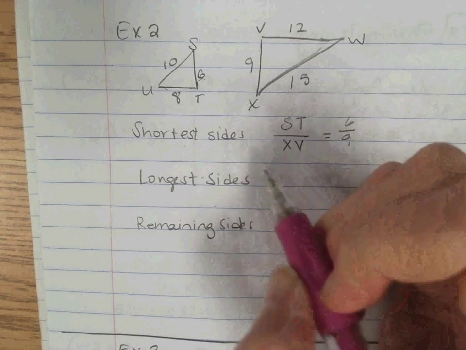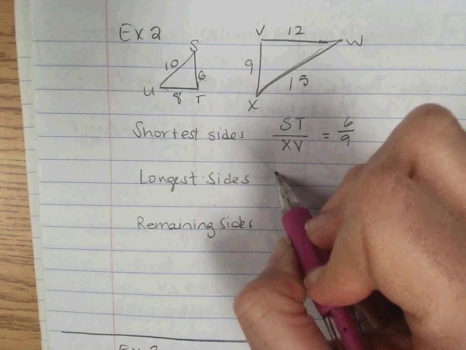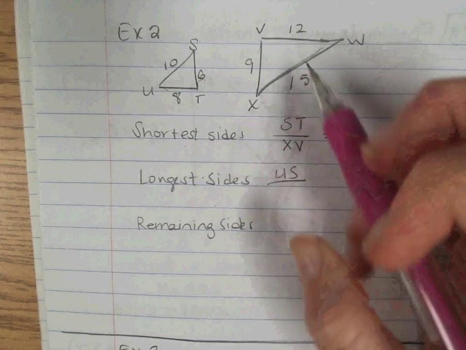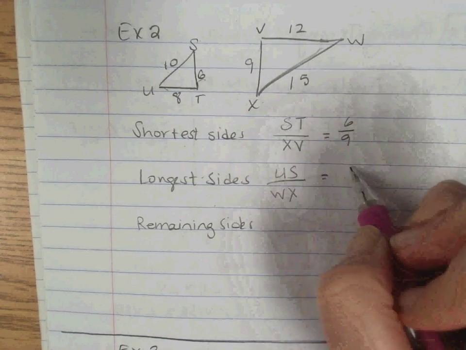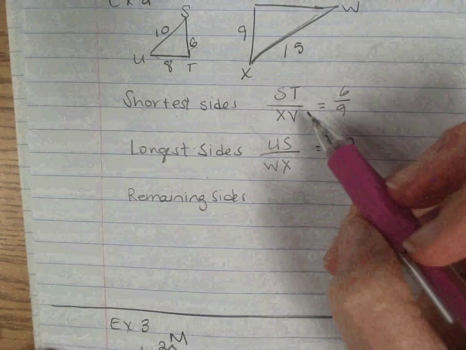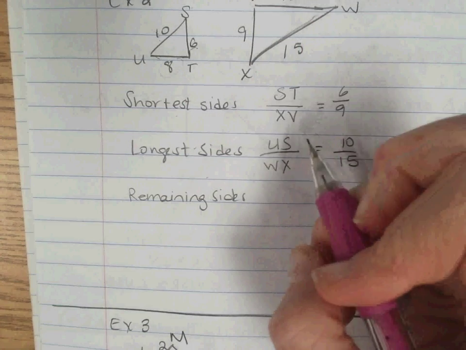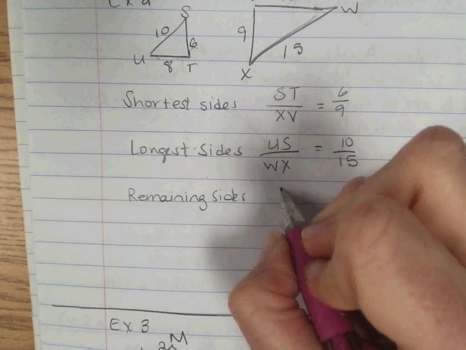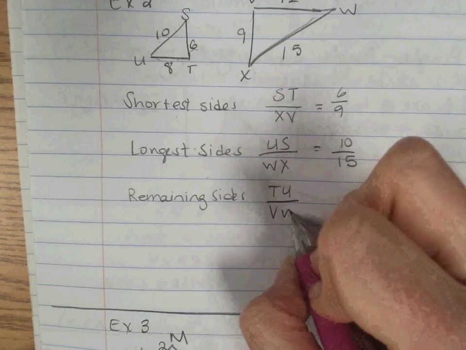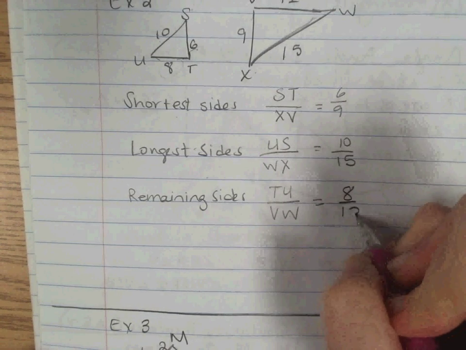And then the longest side, so you can see that would be 10. So we've got US and WX, so 10 to 15. And the sides that are left, so that would be our 8 and our 12. So we have TU compared to VW, and those are 8 and 12.